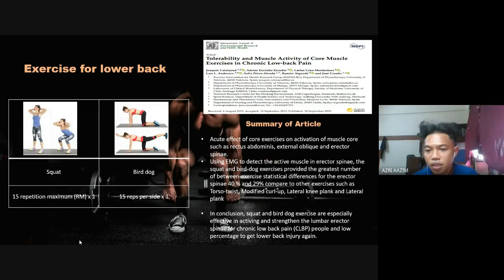In conclusion, squat and bird dog exercises are especially effective in activating and strengthening the lumbar erector spinae for people with chronic lower back pain, and lower the chance of getting lower back pain injury again. Next.